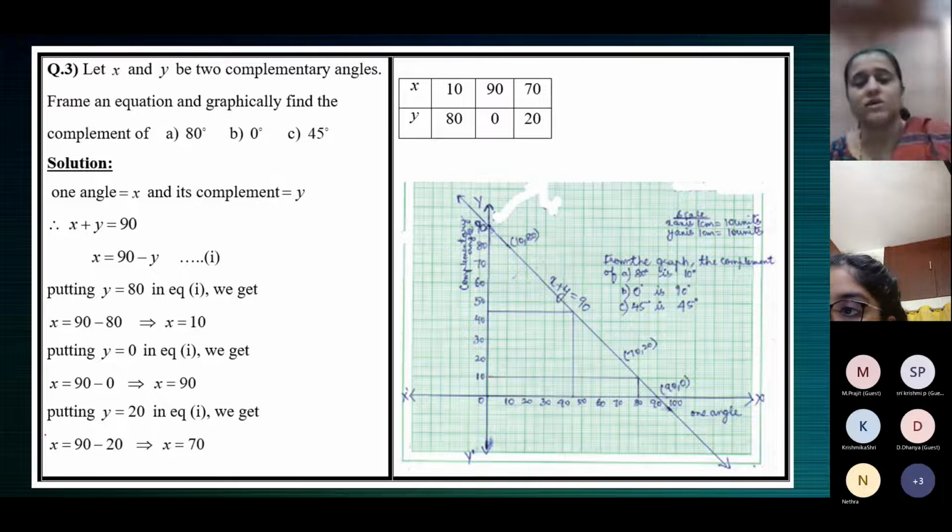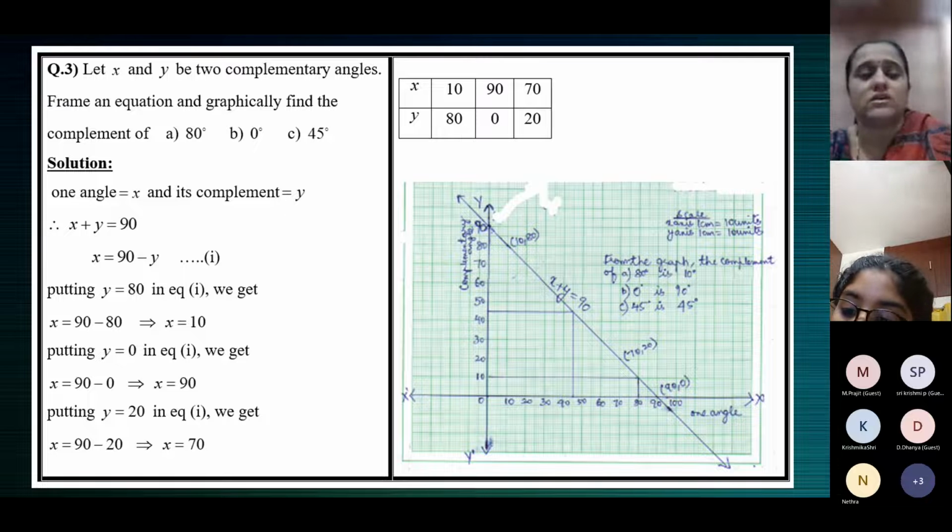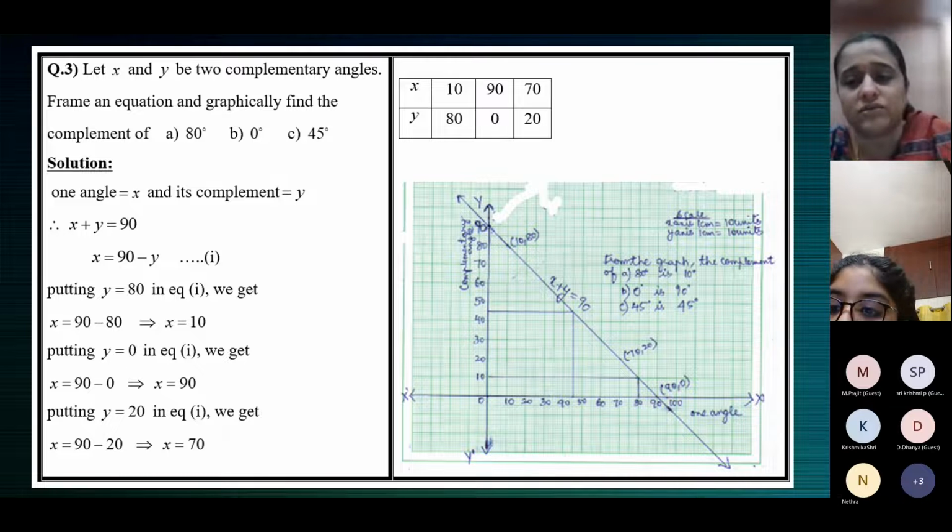Any other question, children? All of you have completed the graph. So do you have any other question, any clarification? Any difficulty you had while making the graph? You can ask me now.